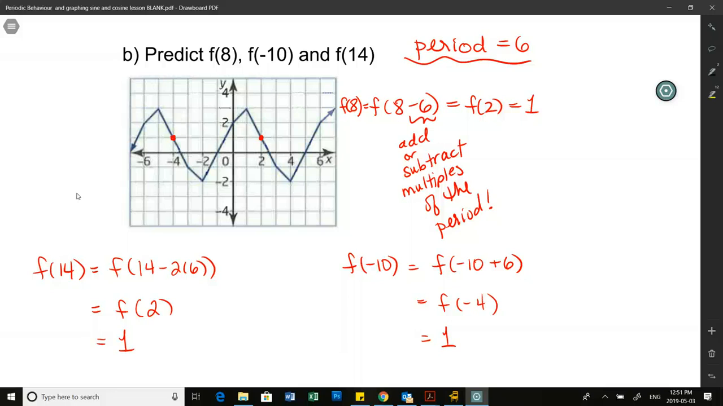Okay, so those are periodic functions. We're going to do graphing sine and cosine, and the second part of this lesson, we're going to do this actually on Monday. So what I'm going to have you guys do for today, let me just stop the video.